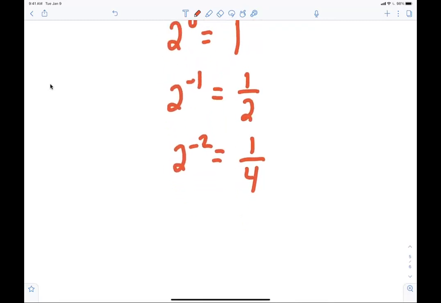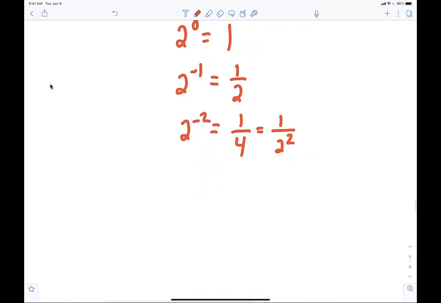I want everybody to write 1/4 down. And once you write 1/4 down, I want you to change 1/4 to 1 over 2 squared. And then after you write 2 to the negative 2, I want you to do 2 to the negative 3. Somebody tell me what 2 to the negative 3 is. 1/8. Now 1/8 can be written as 1 over 2 cubed.